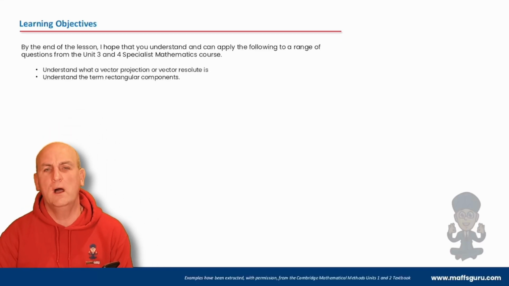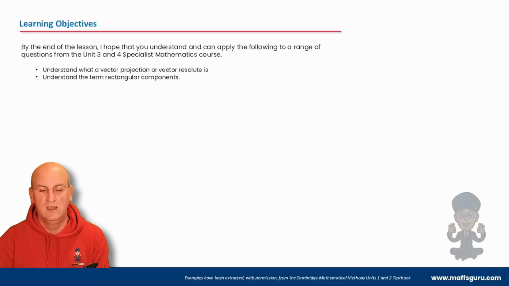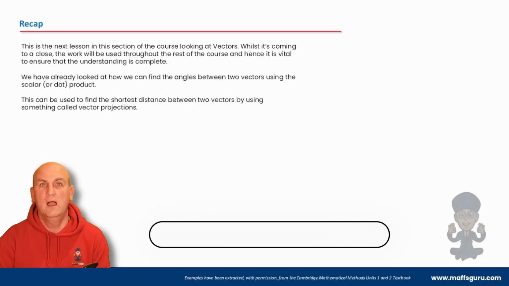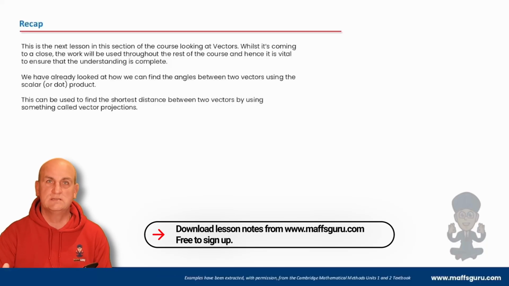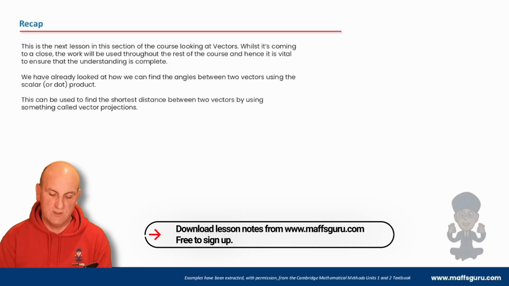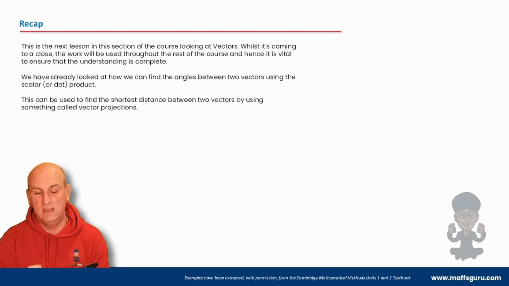Now, learning objectives: understand what a vector projection or vector resolute is, and understand the term rectangular components. This builds on previous lessons, which again can be found on mathsguru.com, and takes all of the vectors work and makes it a little bit more complicated each section we get to. And this one, vector projections, is actually pretty awesome. There's a lot of dots, a lot of multiplications, a lot of formulas. But if they're in the summary book or you just remember the key ones, you should be okay. I promise you, all right?